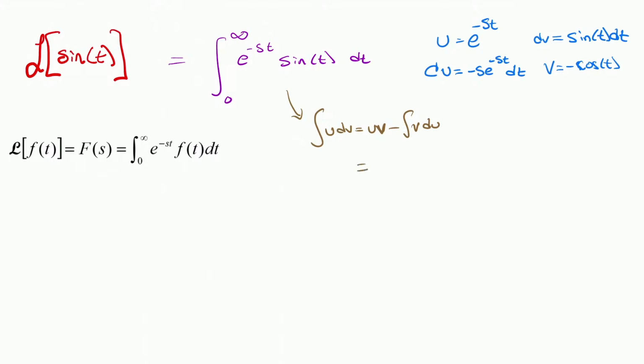This is going to be u times v: negative cosine times e to the negative st. I know, I just did it backwards. I don't know why. That was dumb, but whatever. It's a product. You can multiply. It's commutative. Okay, so we've got that. And then we're going to subtract the integral of v du. There's going to be a triple negative here. So this is going to be v du. Let's see. I'm going to just do this. Cosine of t e to the negative st dt.